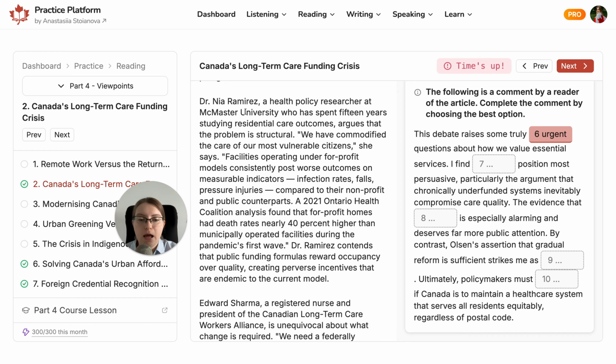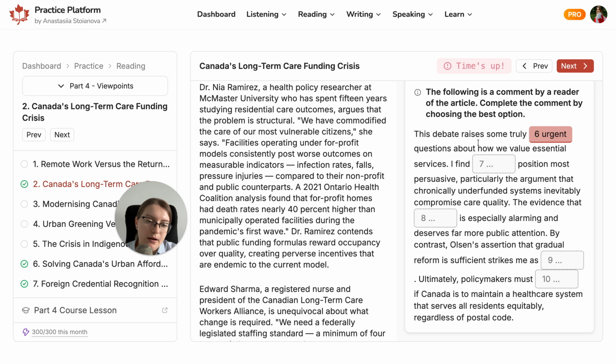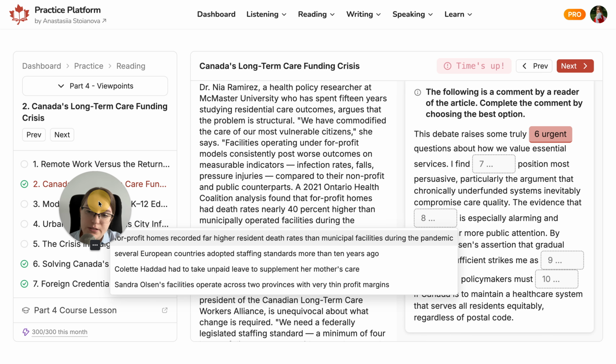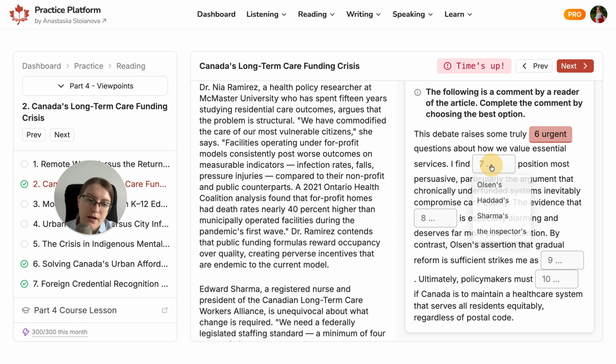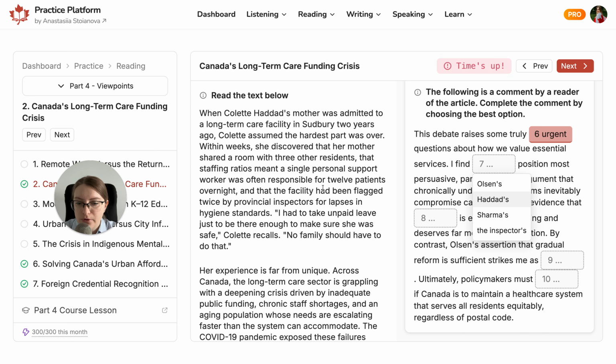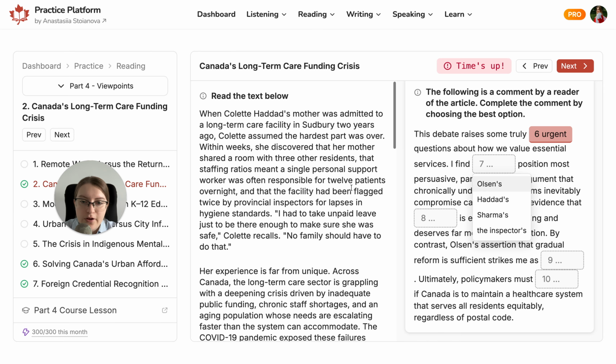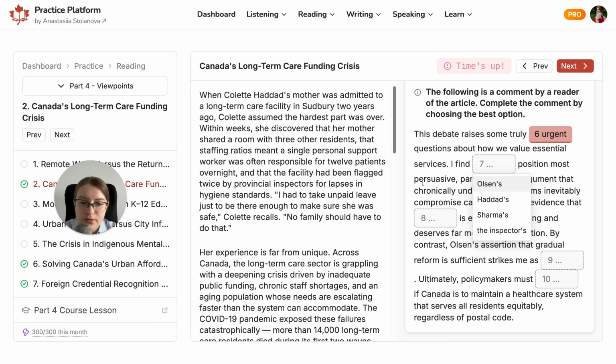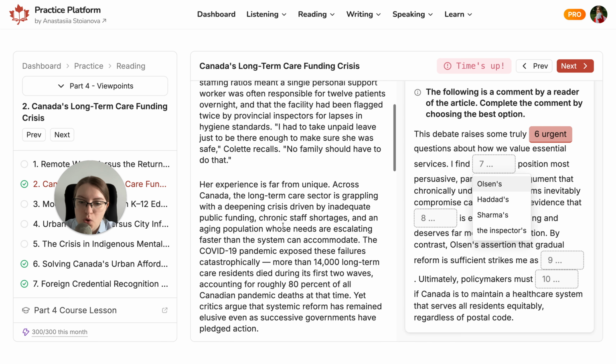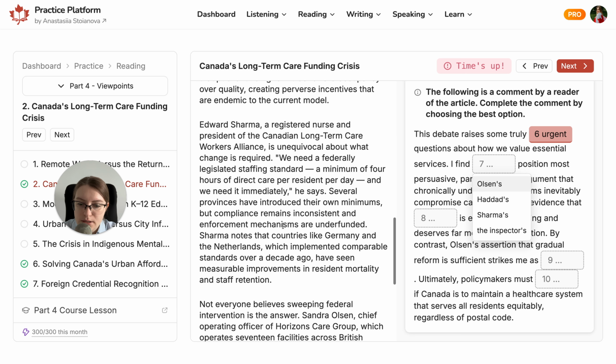And also during the exam, do the same thing. Pause, reread, but very quickly, of course. And then we have the evidence is that. And also there is the evidence here. And we have position Olsen's, Haddad's. Remember that Haddad was just the example here, right? And actually, what would you choose? And I will show you. Read again. We have Haddad's. Was there anything mentioned? Chronically underfunded systems inevitably compromise care quality. Was it Olsen's? We had Olsen here.